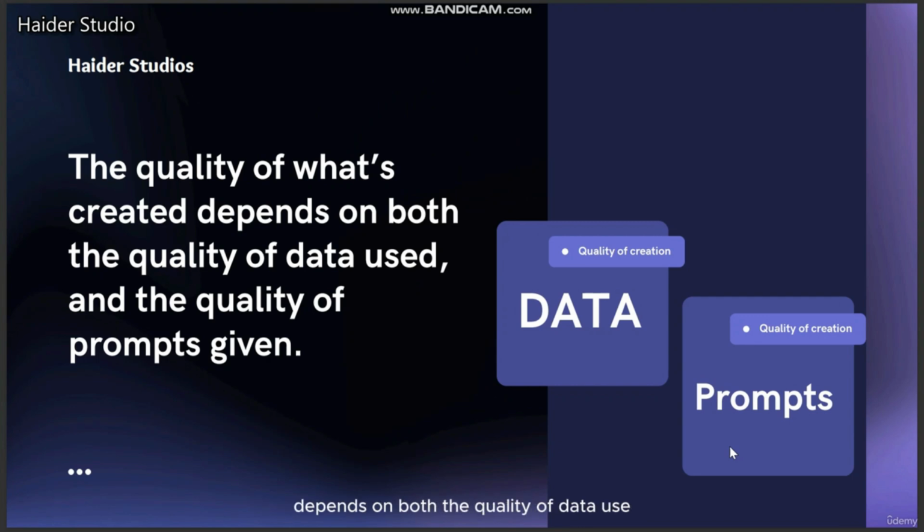The quality of what's created depends on both the quality of data used and the quality of prompts given. These models are trained on large data sets, and we'll discuss how important data is in the third lecture. So the quality of what we produce depends largely on what data the model is trained on, plus the quality of the prompt. Sometimes there is a problem in the underlying data set, which is a problem of the AI software you're using. But sometimes you are not using the right prompts to generate what you need, so make sure to learn that as well.